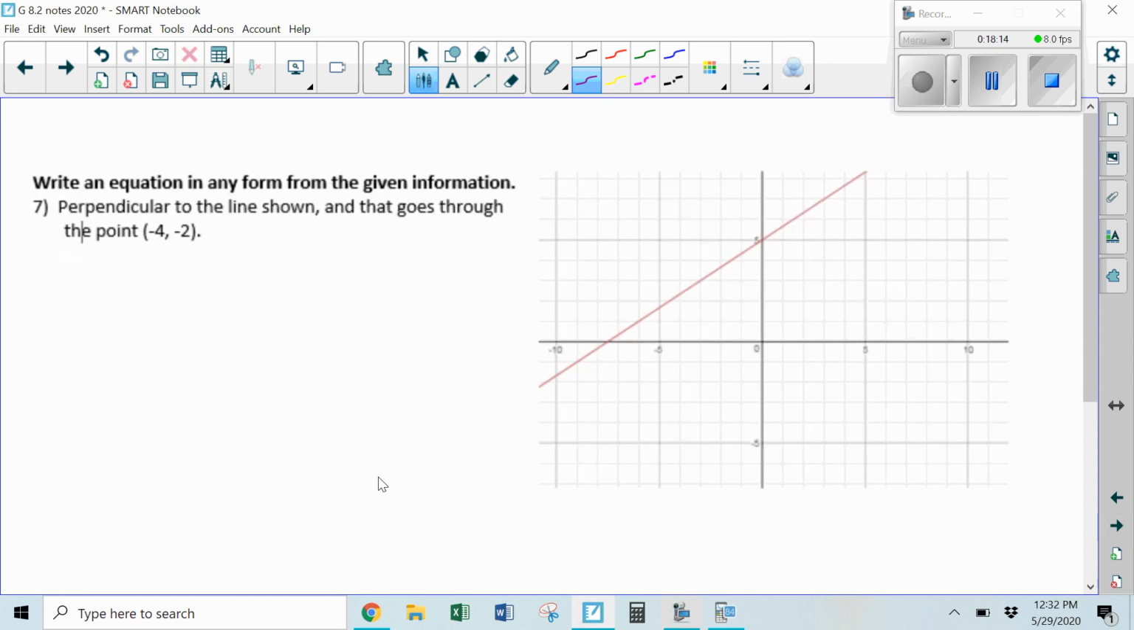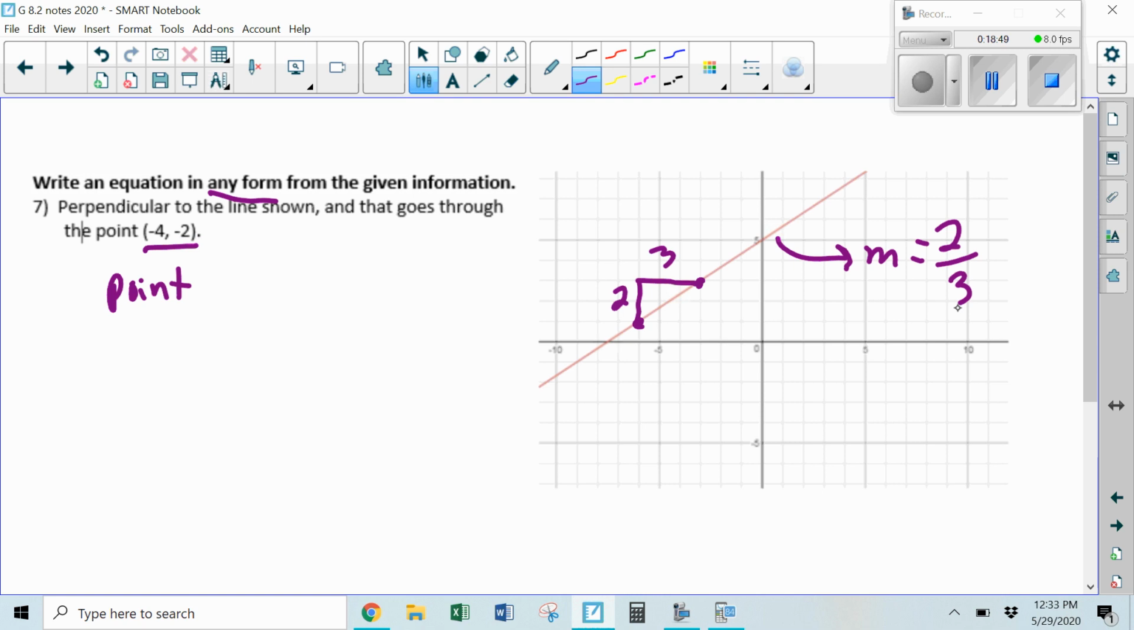Number 7, write an equation in any form for the given information. It's perpendicular to the line shown and goes through this point. So we have a point, and we know it's perpendicular to this line. So let's find the slope of this line. So let's pick 2 good points. So maybe this one here, and this one here looks like a good point. Let's count the rise and the run. Rise 2, run 3.